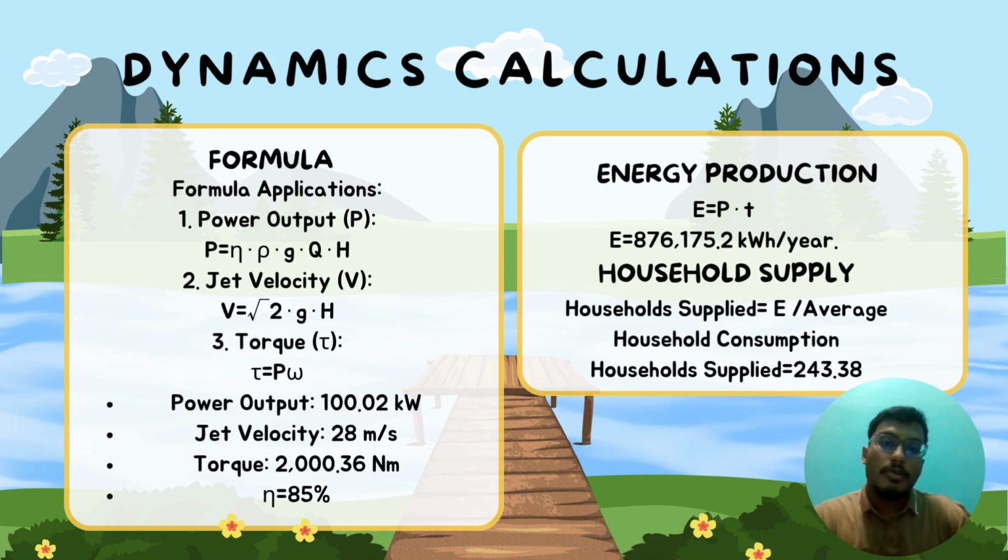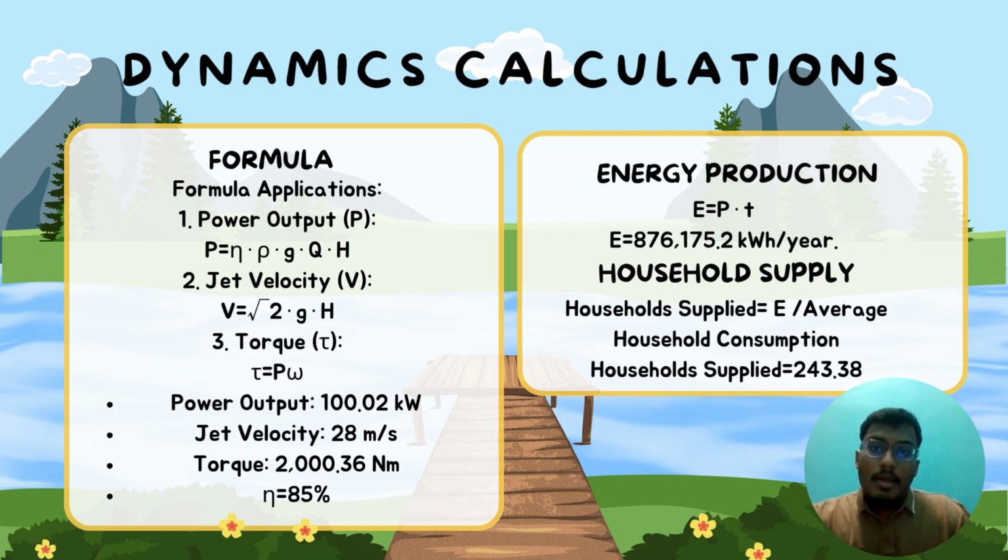So we have used the following parameters: jet diameter is 33 mm, the head is 40 meters, the flow rate is 0.3 cubic meters per second, and we also assume the efficiency will be 85 percent, which is standard for our Pelton wheel turbine. Firstly, we calculated the power output by using the formula efficiency times density times gravity times head times flow rate, and by substituting our values we calculated the power output will be 100 kilowatts. This represents the mechanical energy available to drive the generator.